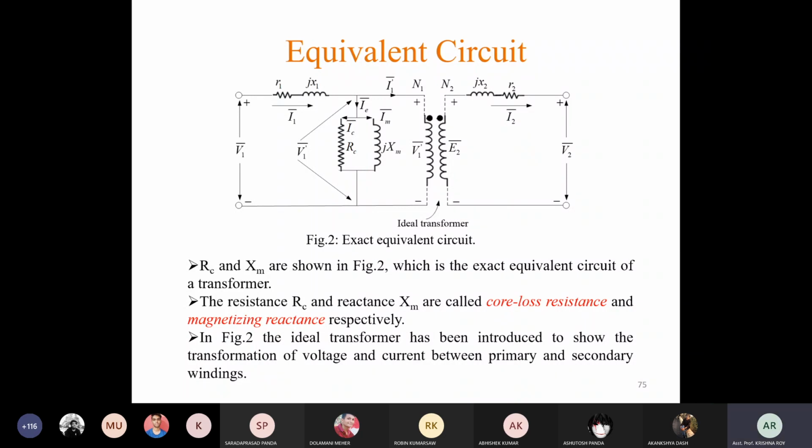This exciting current has two components. One is IM, another is IC. Recall the phasor diagram. This is IM, which is in phase with phi or phi m. This is IC, which is in quadrature with IM, and along this line we have V1 dash. And along this line we have the two induced EMFs, E1 and E2. So V1 dash lags IM by an angle of 90 degrees, and IC is in phase with V1 dash.